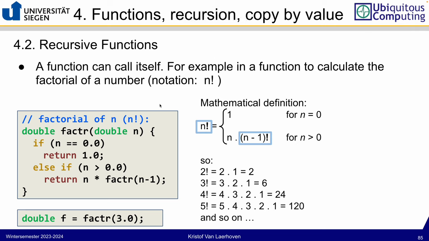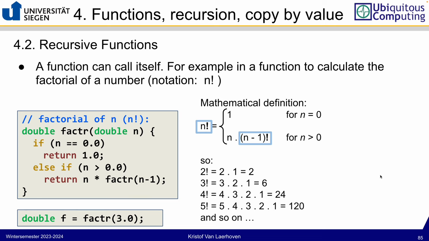So we define our function exactly along the mathematical definition, which is a recursive way. Note here that the function for the factorial is calling itself, right? And that means if we want to use that function, as we saw before, we can put the factorial of 3 into a new double, which we call f, a new variable. That's how we would use the factorial of 3, which in this case would be 6, as you can see here, right?